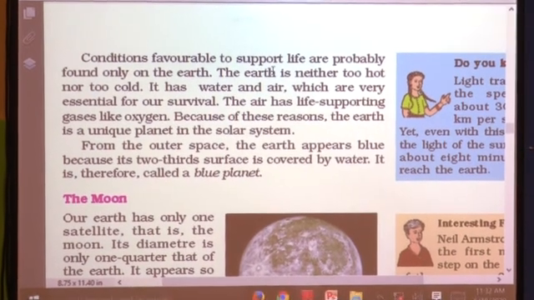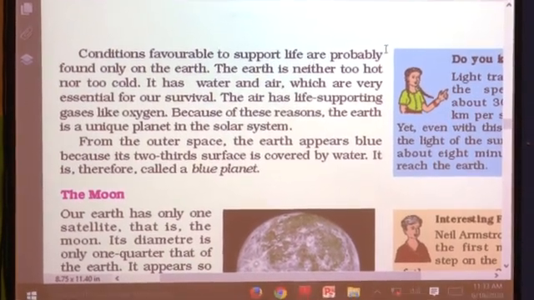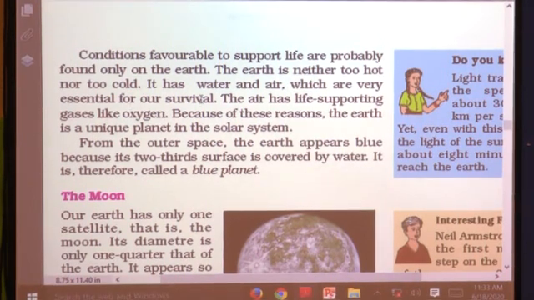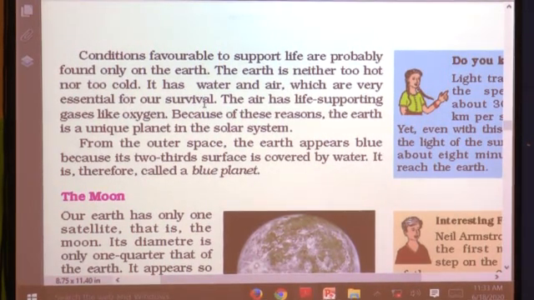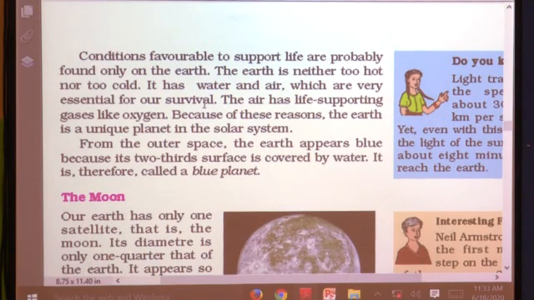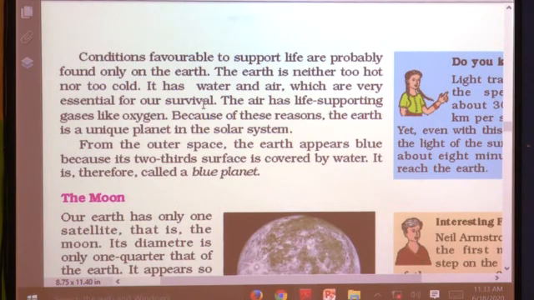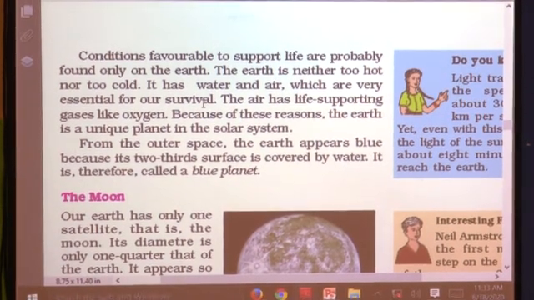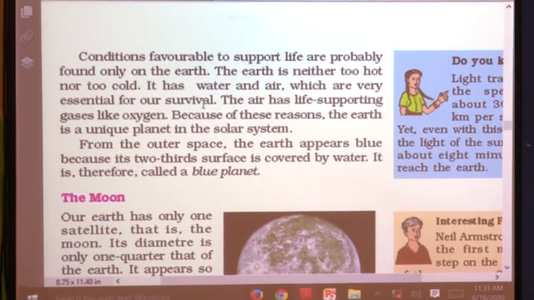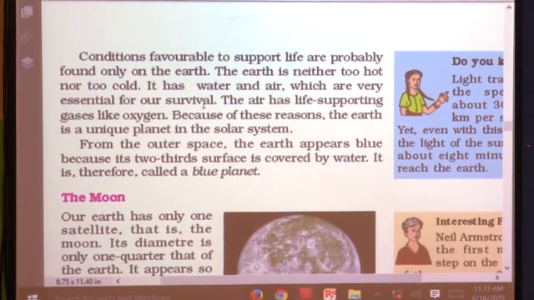Conditions favorable to support life are probably found only on the earth, children. We can survive only on earth. No other planet can we survive on, okay? Because it has everything essential needed to live. It has water, it has soil, it has air, it has food, it has different seasons, it has weather, and it has days and nights that occur. So earth is a beautiful planet on which we can survive.